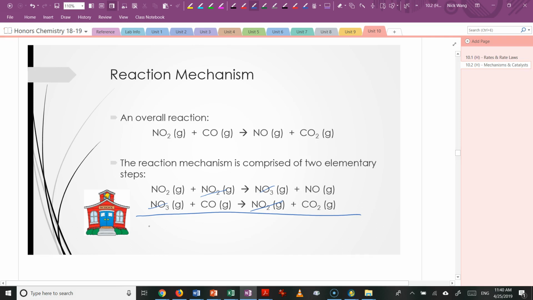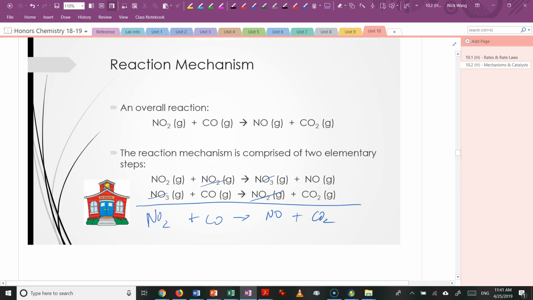So what you have left now, if you rewrite this, is NO2 plus CO yields NO and CO2. By the way, I'm leaving off the states of matter because, lazy. But you get the idea. So the combination of these two elementary steps, the reaction mechanism, gives you the overall reaction.